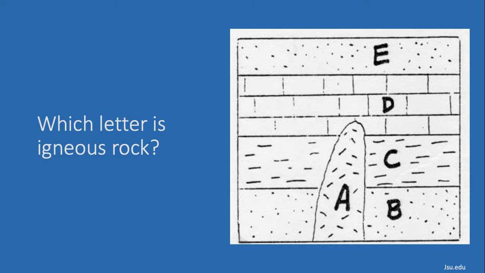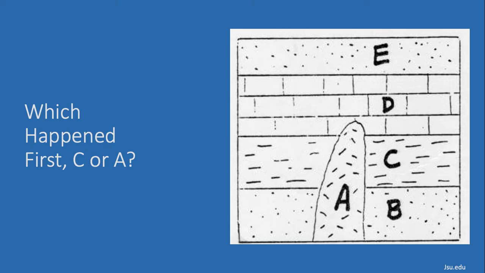It's possible that E, D, C, and B are igneous, but if you're not shown that it's an intrusion, it could be a sill of igneous rock, but we'll just assume that A is the only igneous rock here. Which happened first, C or A? Well, using the law of cross-cutting, A cuts across C, so A must have happened after C. So C happened first.